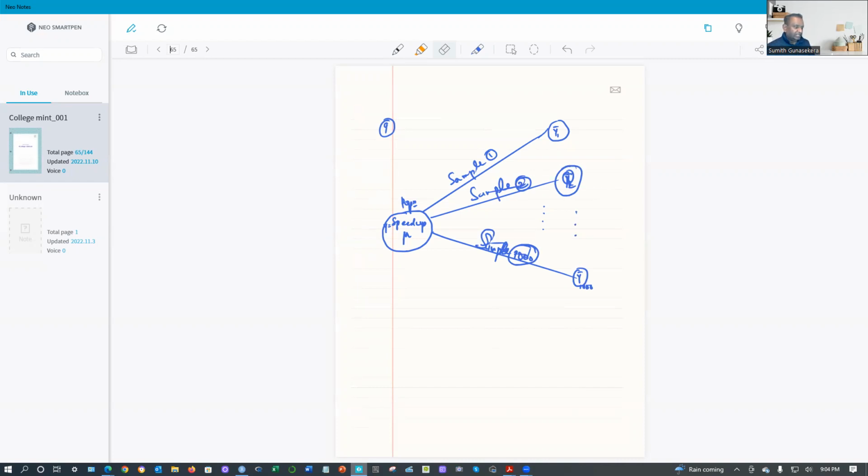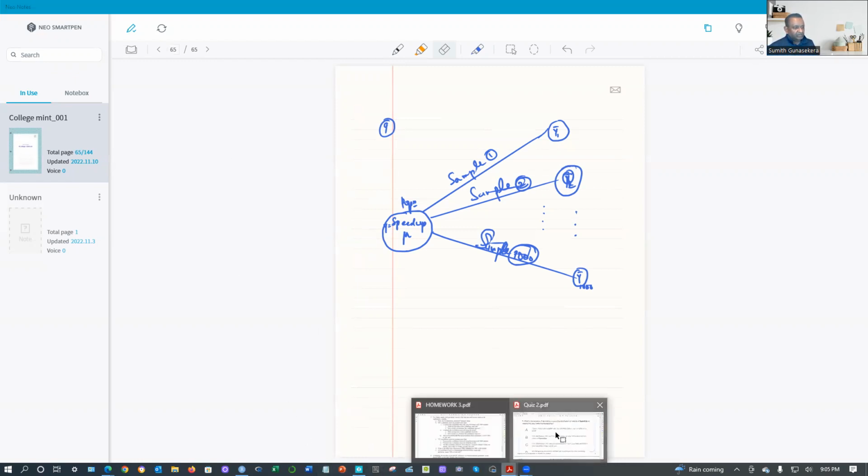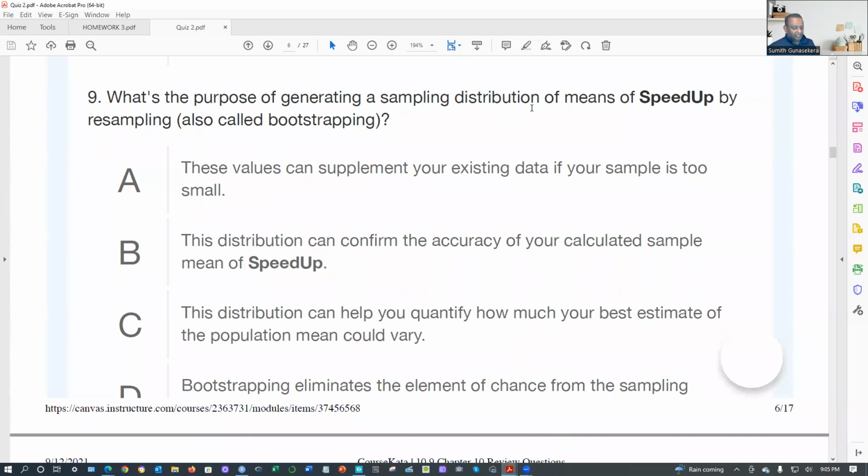So how are you going to generate them? By bootstrapping. You know how to get the bootstrap. The bootstrap method needs large scale. Then we make the sampling distribution of means by resampling. If you do that, you can definitely quantify how much your best estimate of the population mean could vary from the population mean.